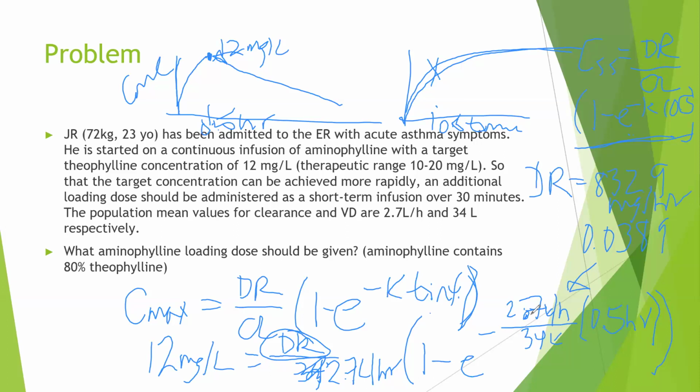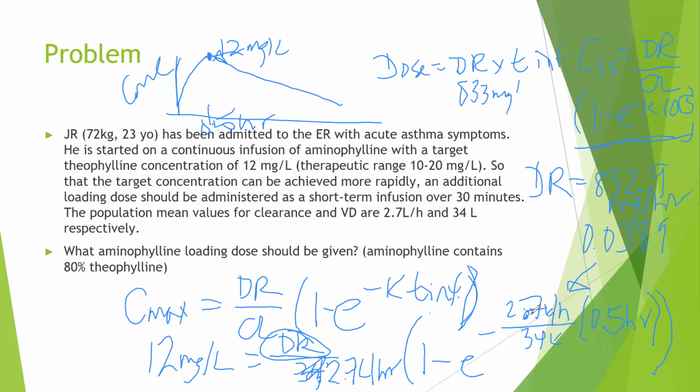But we're only giving it for half an hour, so we have to multiply in order to get our dose. Our dose is our dose rate times our time of infusion, right? So if our dose rate is 833 milligrams per hour, and our time of infusion is 0.5 hours, then our dose is going to be half of 833, divided by 2. So I got 416 milligrams for the dose to be given over 1/2 hour.